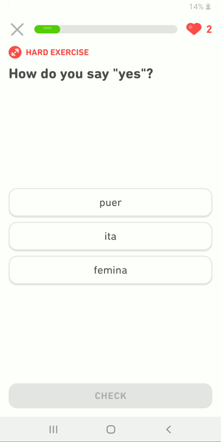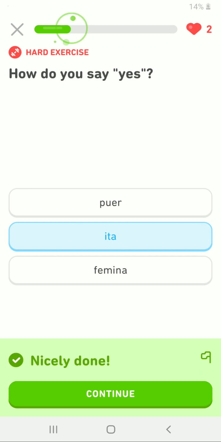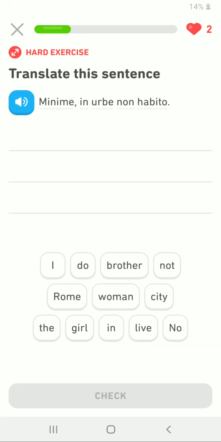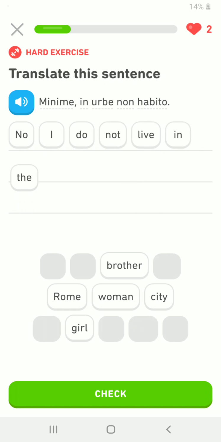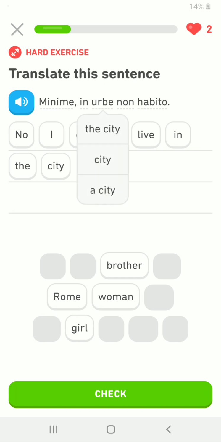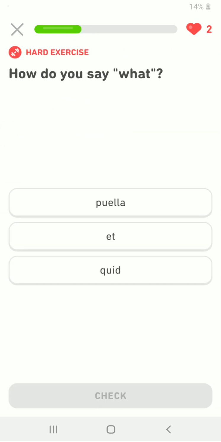Let's do it. So yes, it's ita. Minime, no. Ita, it's yes. And minime in urbe non habito. Minime, no, I do not live in the city. So I remember urbe. In urbe. So here it's in urbe, but Romae. I don't know why certain words don't have this preposition, but others do.